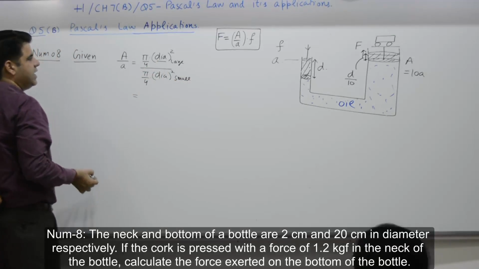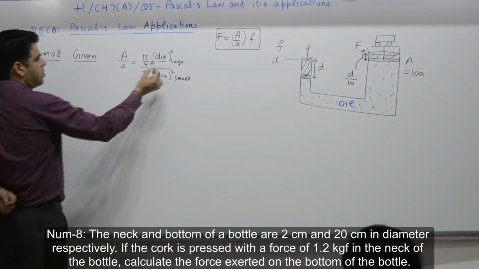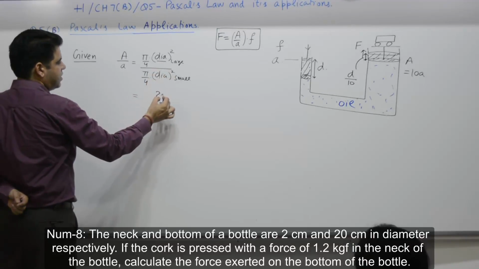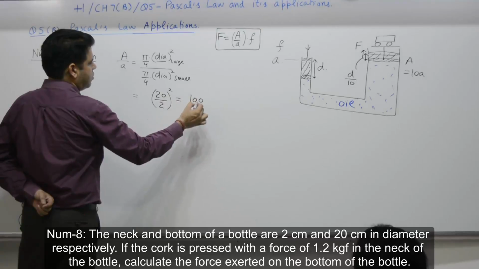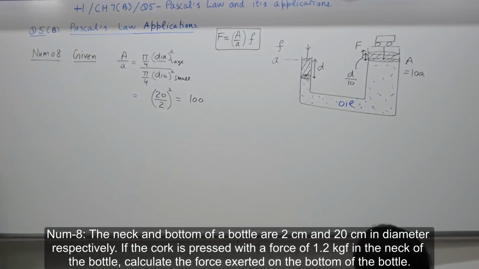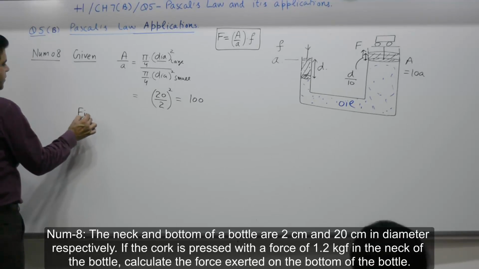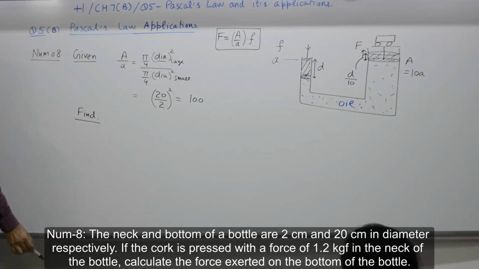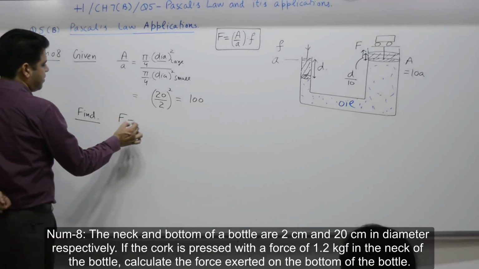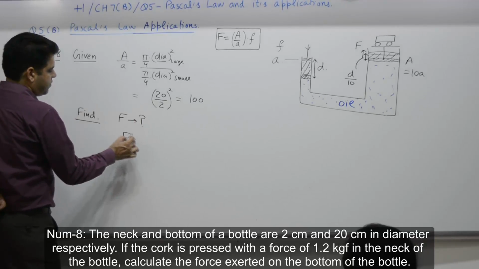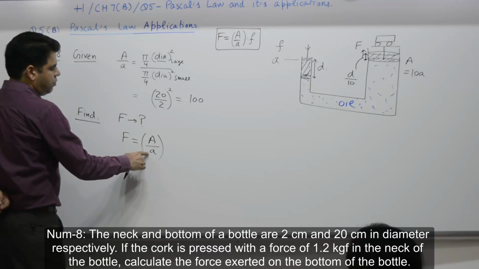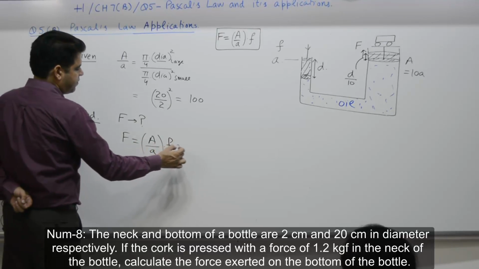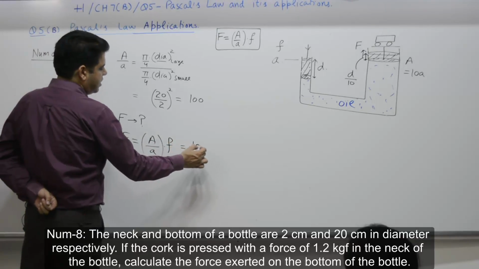Area is how many times? Value of dia is what? Large is 20 centimeter, small is 2 centimeter, so 10 squared is what? 100. Area is how many times? 100 times. You have to find out what, capital F or small f? Capital F. You have to find out capital F. Capital F is equal to A by a, the large area is how many times the small area, into f. Large area is 100 times the small area.